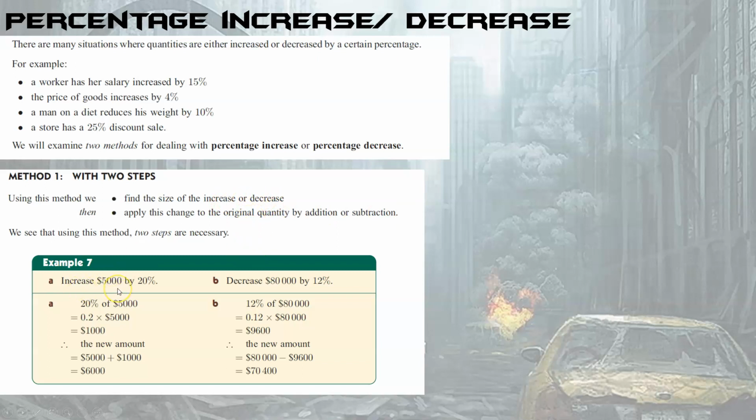So here we go, $5,000 by 20%. So if you had $5,000 and we increase it by 20%, we first need to know what is 20% of 5,000. We go through the same process, shift your decimal place 2 spots, 0.2 times 5,000 is 1,000. Therefore, the amount of money you have is the 5,000 you started with plus the 1,000 that you increased by. You now have 6,000. Same thing for decreasing. We figure out 12% of 80,000, and now we subtract it because it's a decrease from the original value. We get $70,400.